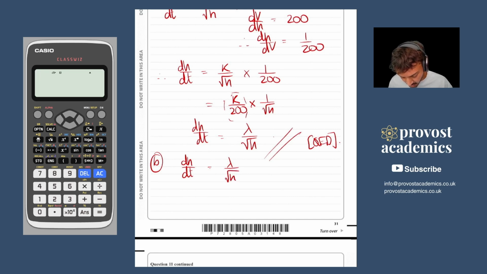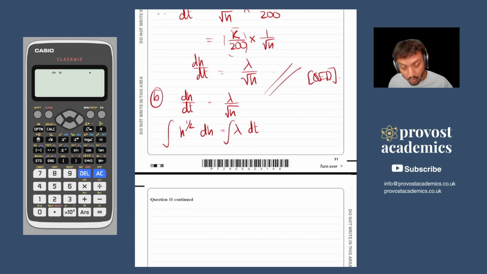Fine. So we can just cross multiply and simplify it that way. So square root of h, I'm going to write this as h to the power of half, dh equals lambda dt. Let's integrate. And I get add 1 to the power, divide by the new power. That should give us 2/3 h to the power of 3 over 2 equals lambda t plus c.